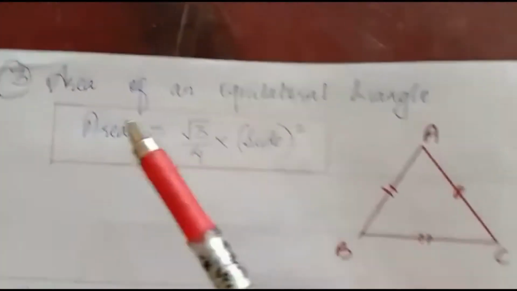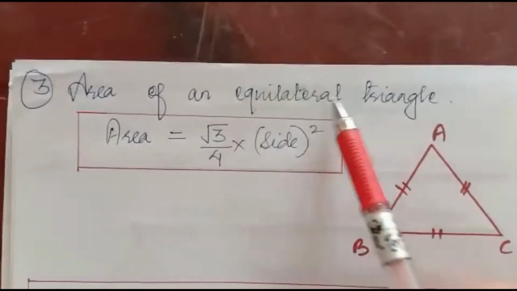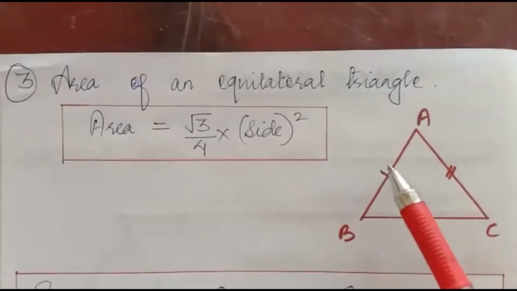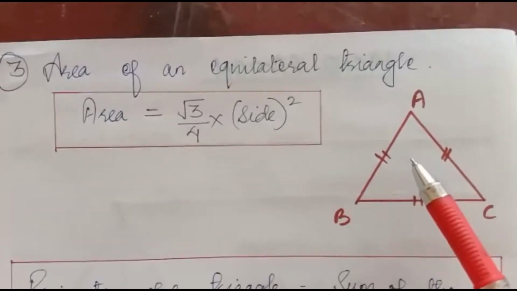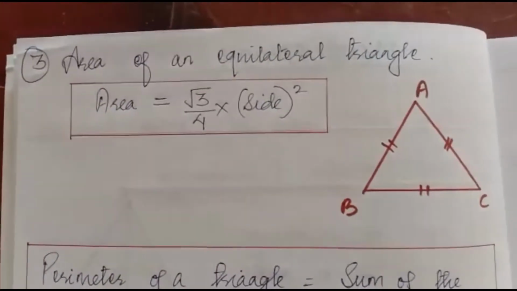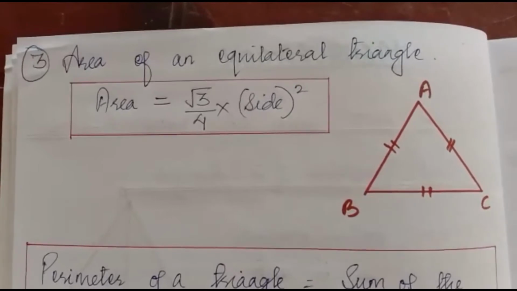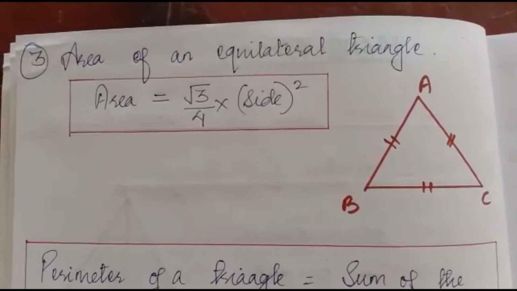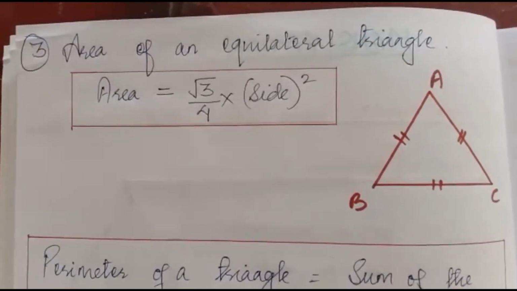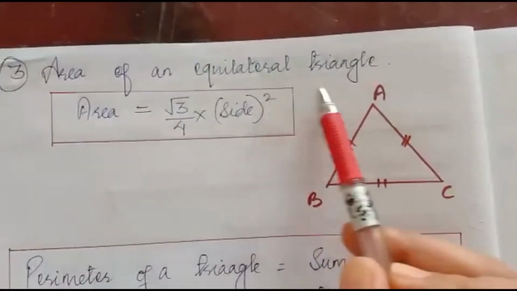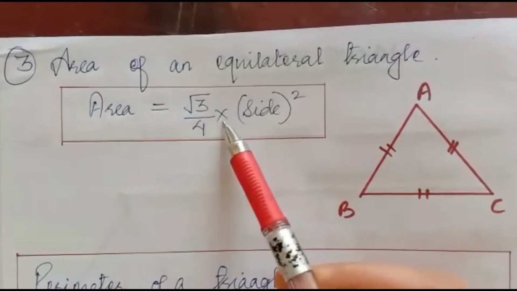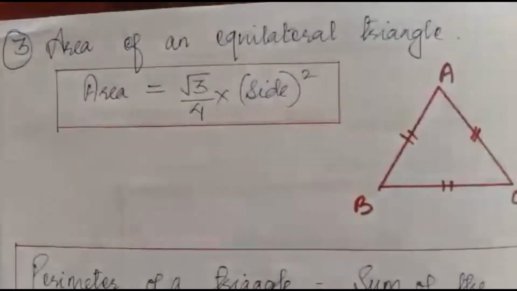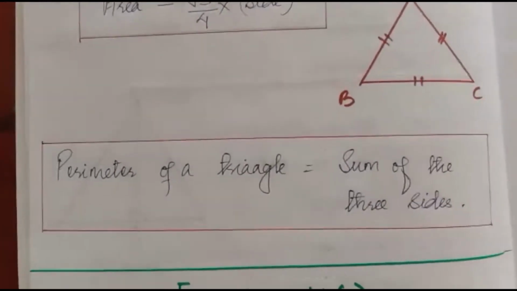Now next is number 3, the equilateral triangle. Equilateral triangle means all sides are equal. It is also called equiangular, which means all angles are equal. So in an equilateral triangle all sides are equal and all angles are equal. If an equilateral triangle is given in the question, the formula is area equals root 3 by 4 into side square. So these are the three formulas to find the area of a triangle.